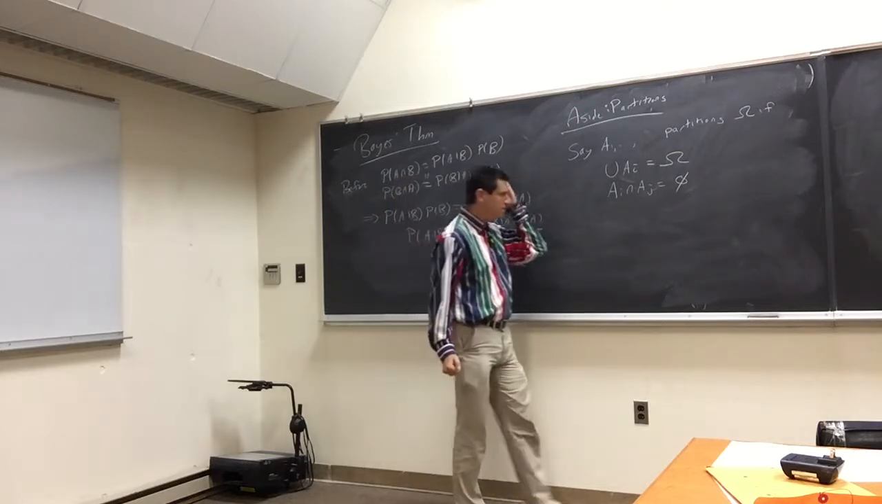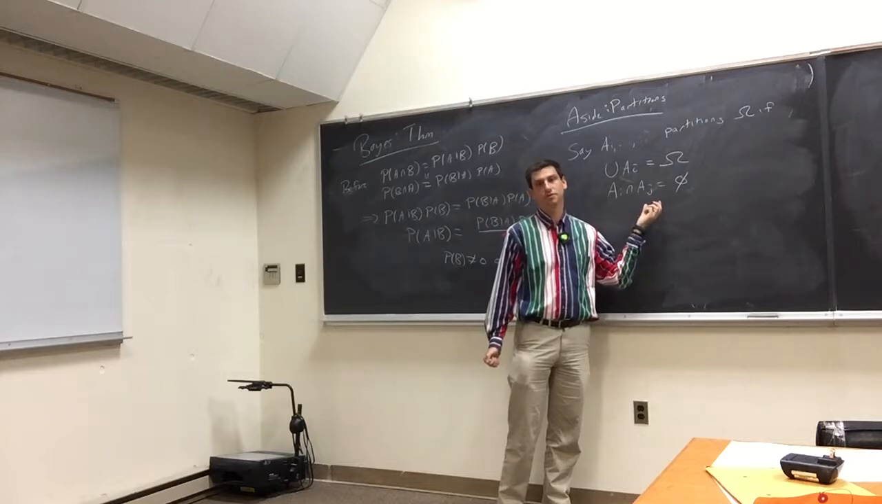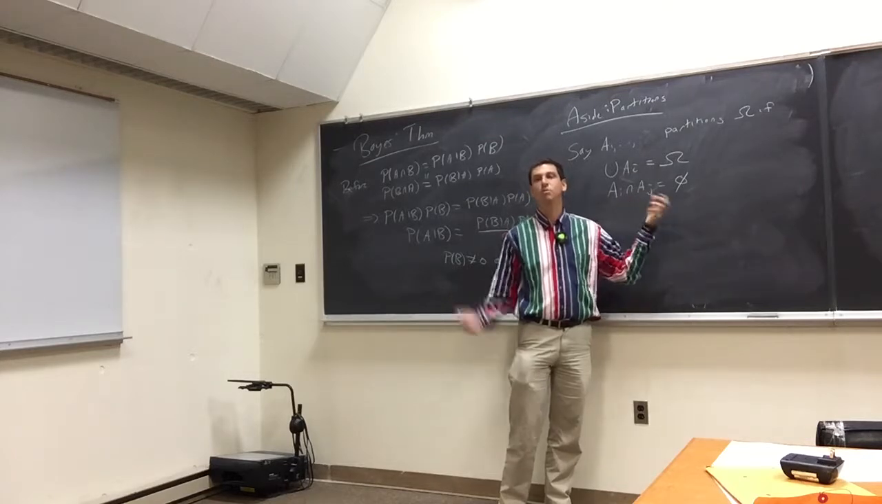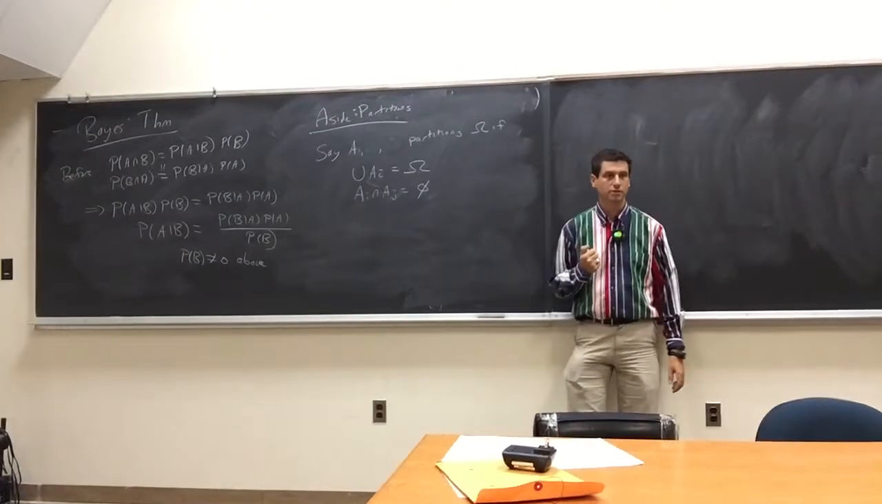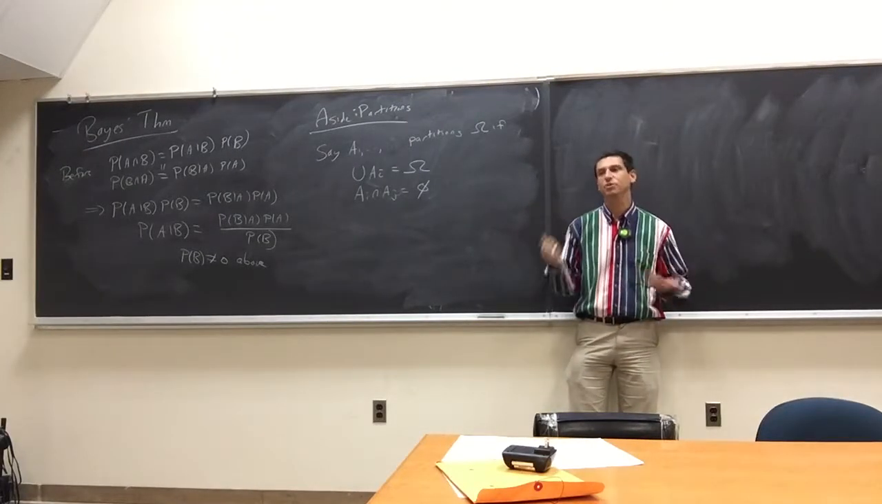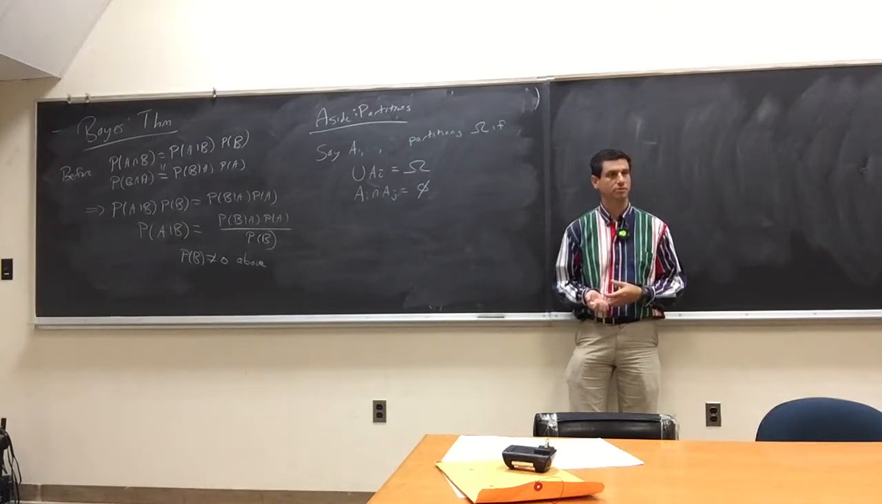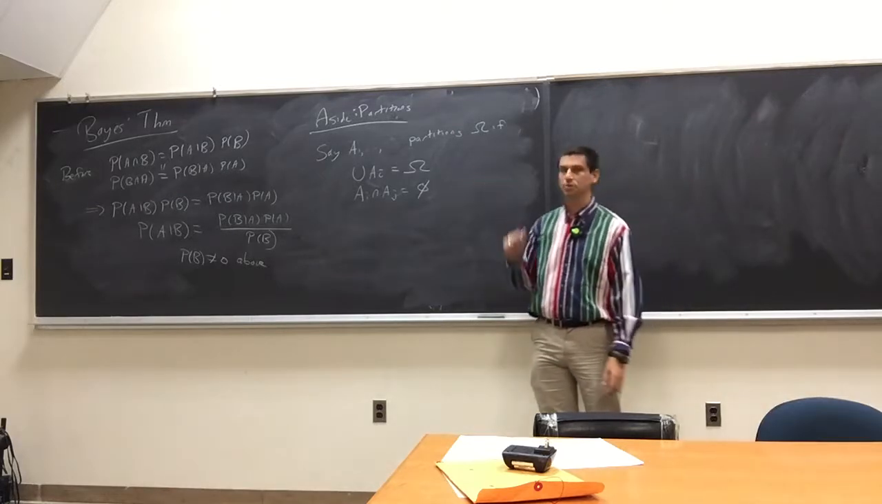I actually don't necessarily require them to be disjoint. I just require the probability of their intersection to be 0. Because if an event has 0 probability, I really don't care about it. So you can weaken this a little bit.